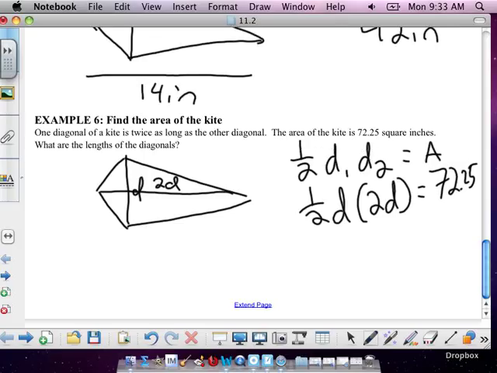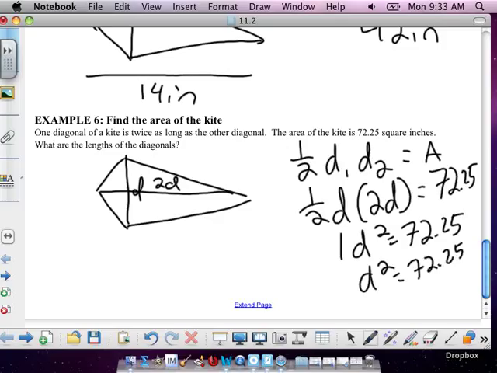Okay. So, what's half of 2? If I took 0.5 times 2, I would get 1. And D times D is D squared equals 72.25. So if we divide that by 1, we just get D squared equals 72.25. And then we're going to take the square root of that. And we get the first diagonal is 8.5.